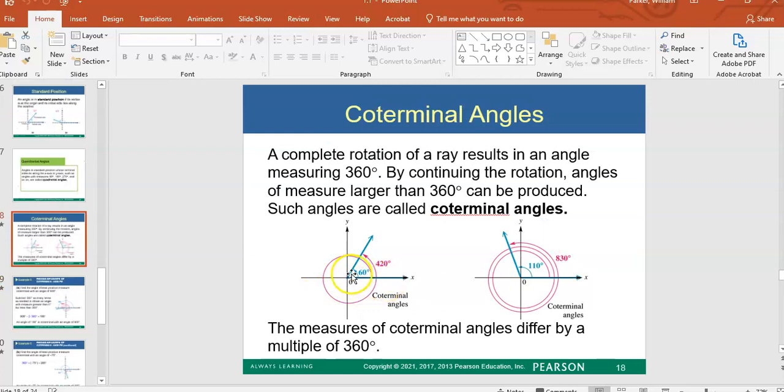negative coterminal angle. So let's say I've got 60 degrees here. Well, if I go negative 300 degrees, that is also coterminal with 60 degrees. So going negative 300 degrees is coterminal because it is ending at the same ray as well.